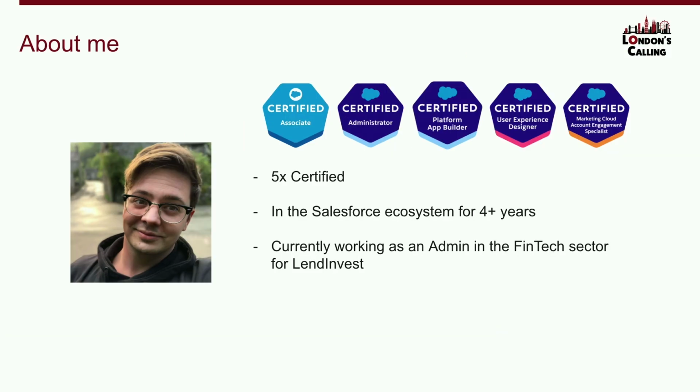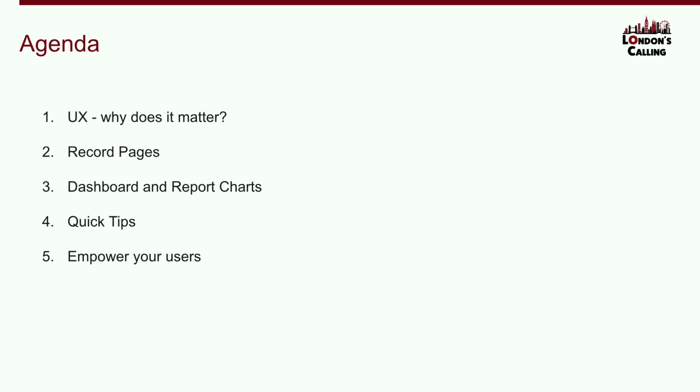So on today's agenda, first let's talk a little bit about user experience and why it matters. Then we're going to have a look at record pages. Spoiler alert, I'm going to be talking about dynamic forms. Then we're going to have a look at best practices when it comes to charts on dashboards and reports. We're going to talk a little about colors as well. Then we go into our quick tips, which are like your one-sliders. They couldn't really fit into any other category. And in the end, we're going to have a look at tools that we can give to our users that they can use with little to no configuration from us. They're just going to make their lives easier when it comes to interacting with the platform.